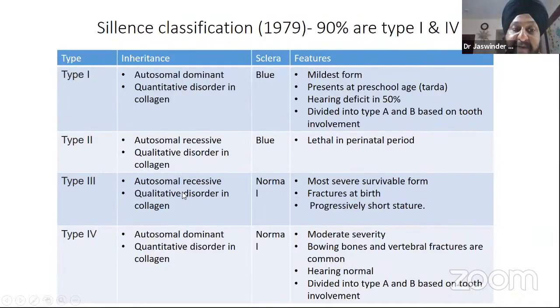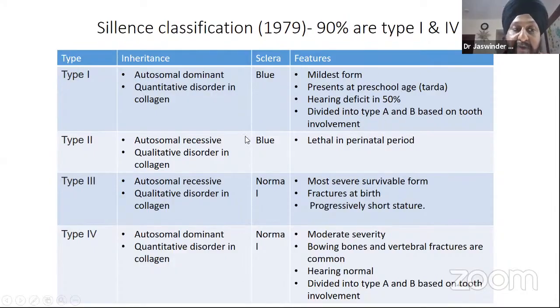Whereas type 2 and type 3 are qualitative disorders, and that is why both of those are very severe forms of disease. The sclera is blue in most except type 3 and type 4. And as said, type 1 is the mildest form of the disease. It presents at preschool age, which is also called tarda disease, osteogenesis imperfecta tarda. There can be hearing deficit in 50% of the patients, and it is also divided further into type A and type B based on whether there are tooth abnormalities or not.